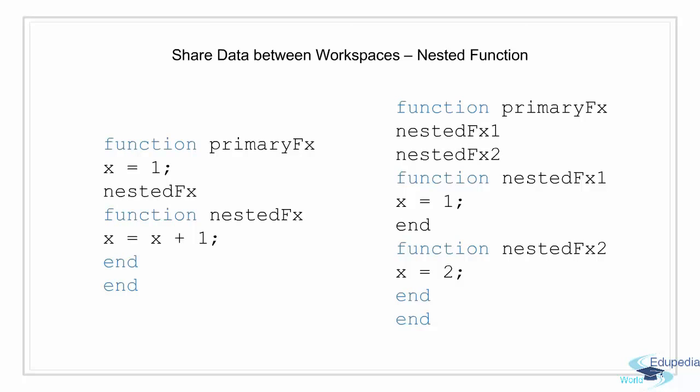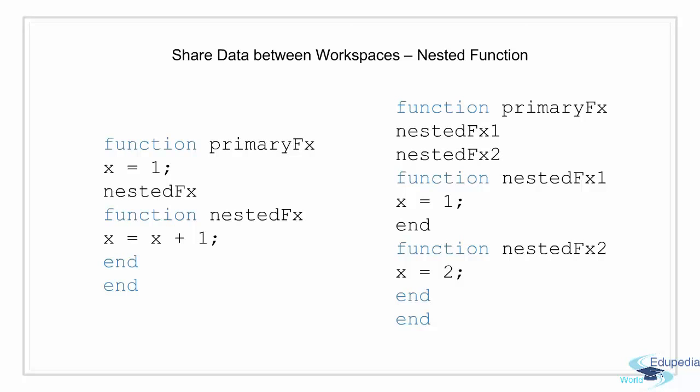So for example, a nested function can use a variable, in this case as shown here, x, that is defined in its parent function. So this is the example on the left. We have a primary function, primary fx, where we have x equal to 1, and then we call the nested function nested fx. This nested function nested fx is defined with x equal to x plus 1. When the parent function does not use a given variable, the variable remains local to the nested function.